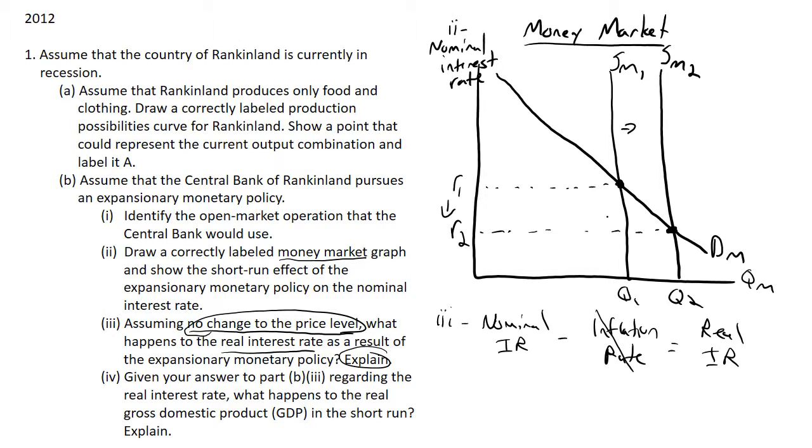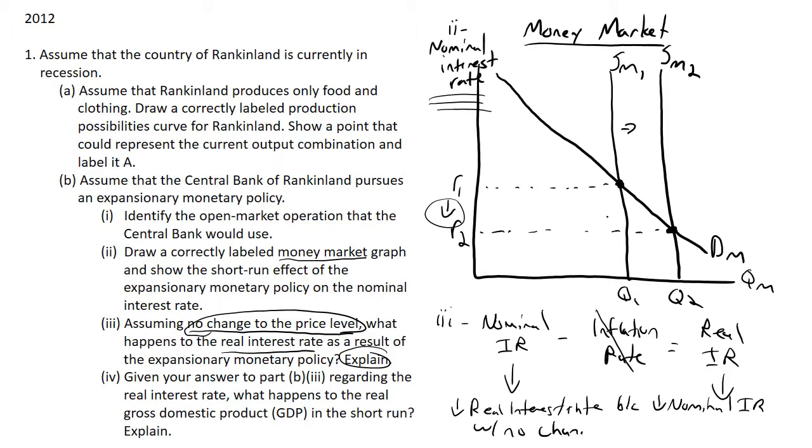And now I need to think about what happened to the nominal interest rate. And hopefully you guys can recall that with the graph we drew before, we saw that the nominal interest rate went down. So if there's a decrease in the nominal interest rate with no change to inflation, then the real interest rate has to decrease as well in order for these parts of the equation to balance out, right? So there would be a decrease in the real interest rate because of the decrease in the nominal interest rate with no change to inflation. And that takes care of part 3.